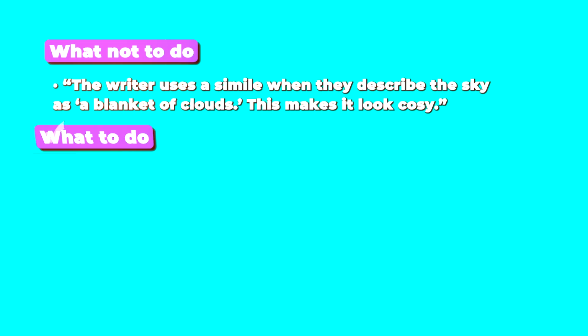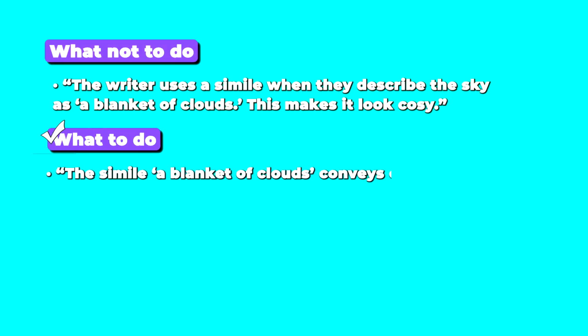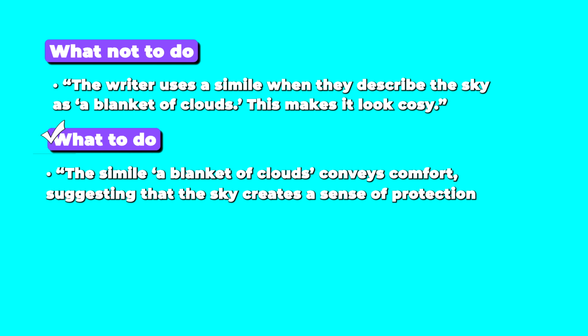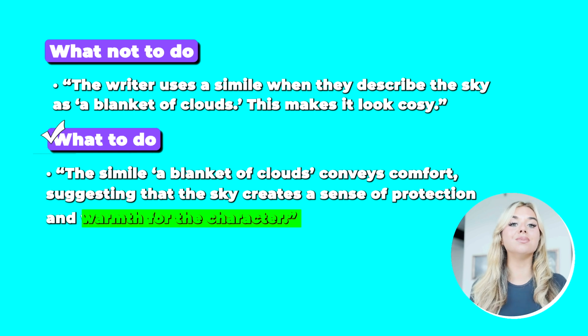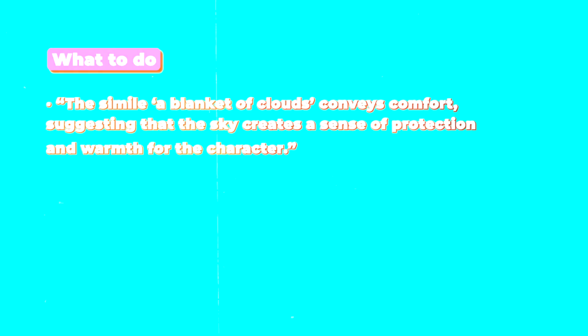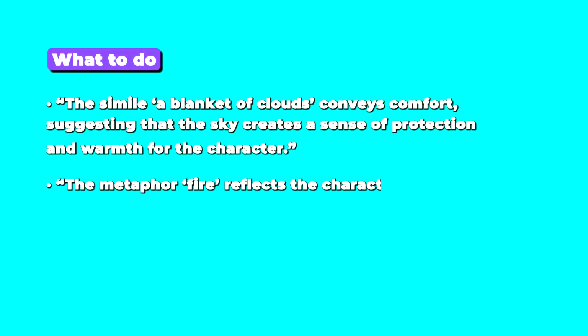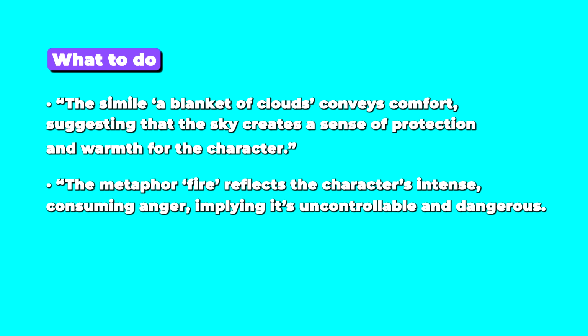So let's look at that simile one and let's change the example. The simile, a blanket of clouds, conveys comfort, suggesting that the sky creates a sense of protection and warmth for the character. You can see there, I've actually explained it and I've linked it to the character. So I've linked it to my C in CAR. Now let's look at the second example of what to do for the metaphor one. The metaphor fire reflects the character's intense, consuming anger, implying it's uncontrollable and dangerous.